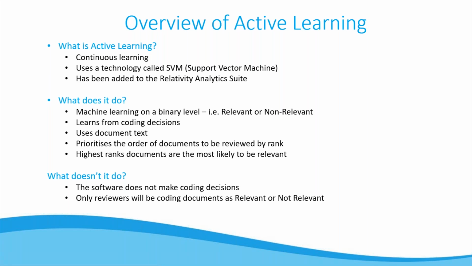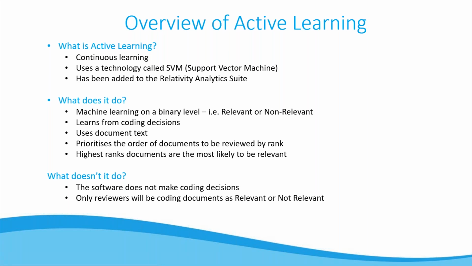So how does it work? It uses machine learning on a binary level. So by that we mean documents are put into basically two buckets. They're either categorized as relevant or not relevant. And as more documents are introduced, or as the more encoded documents, they are then put into these categories, and that is based upon previous coding decisions that have been made by the reviewers.